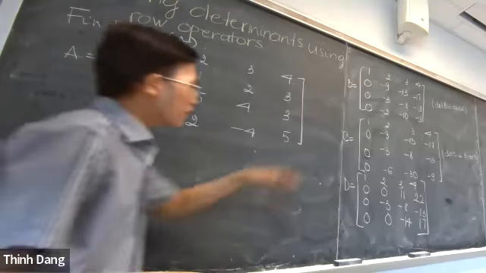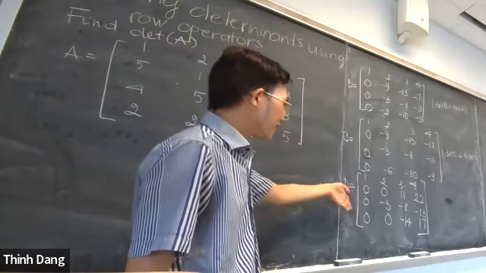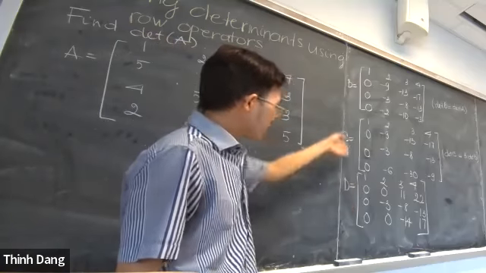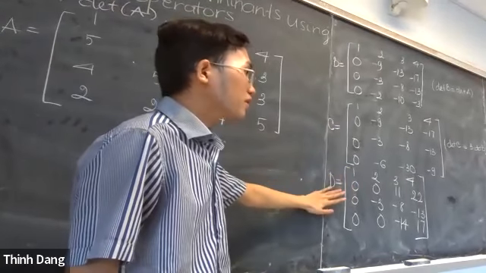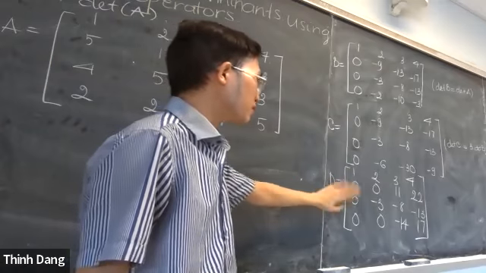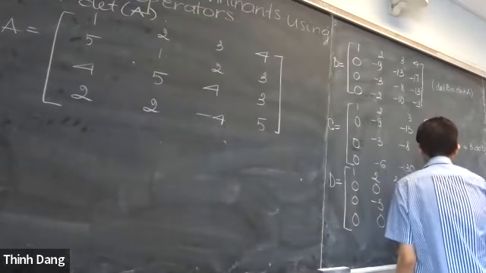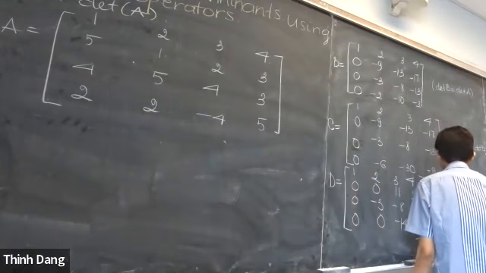Okay, so from the matrix C to the matrix D, I am only using the third type of row operation. So the determinant doesn't change.